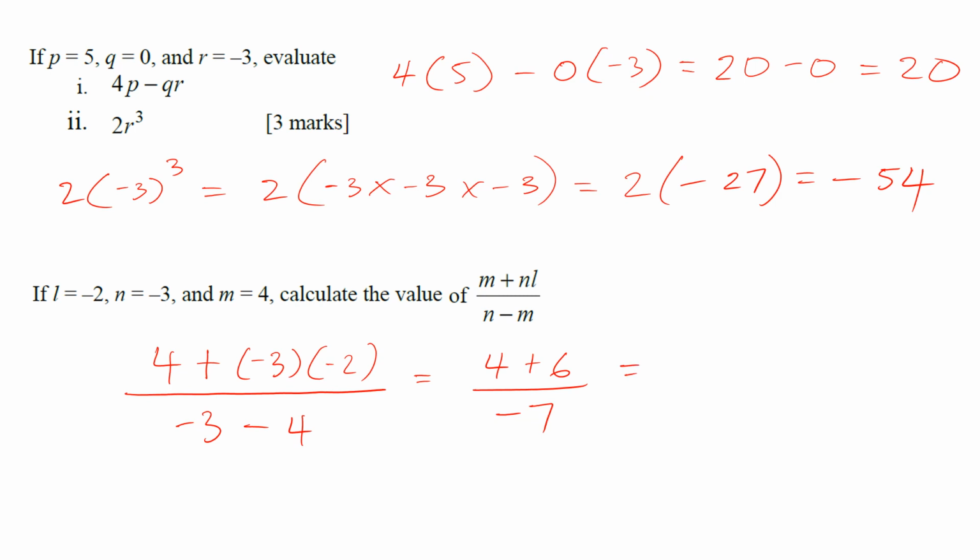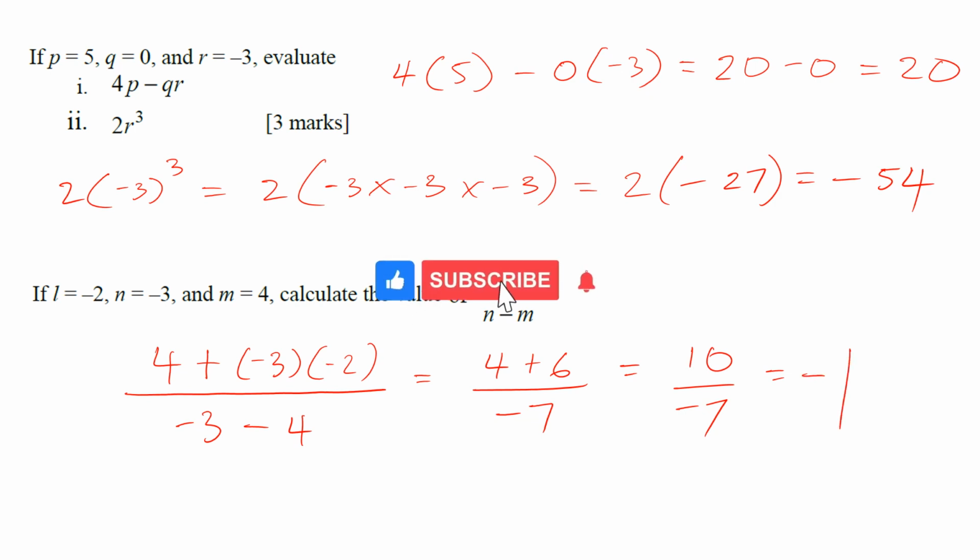If we simplify the numerator, we'll get 10, because 6 plus 4 is 10, and then we put back our negative 7. Now we can leave our answer as an improper fraction, or we can convert it to a mixed number. So as a mixed number, it will be negative 1 and 3 over 7.